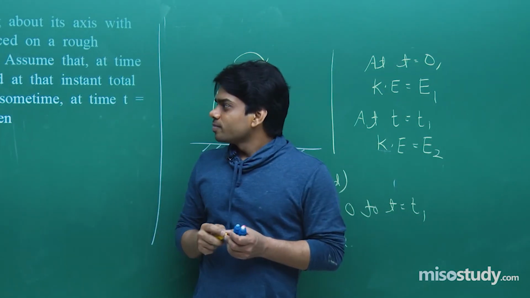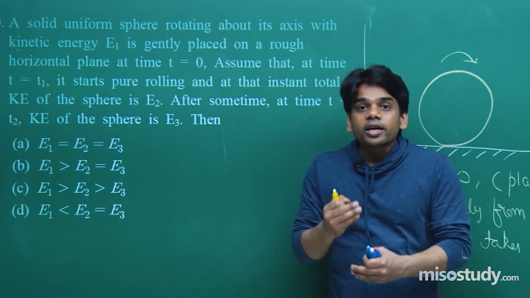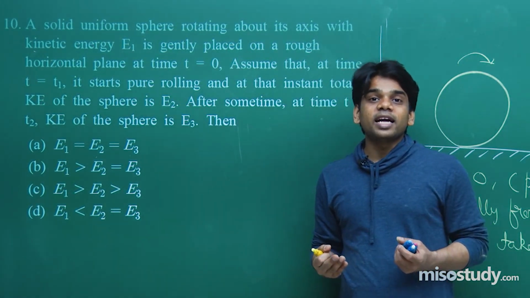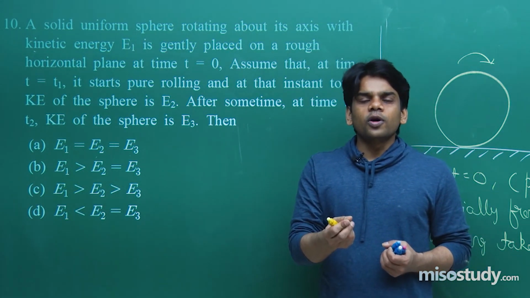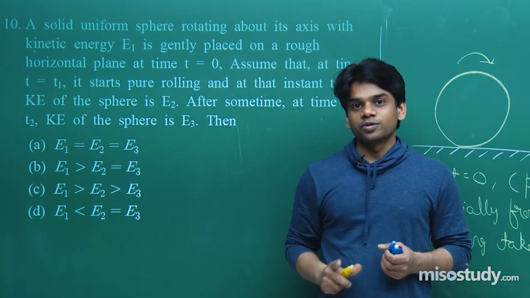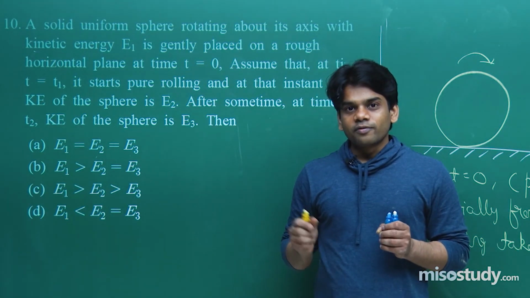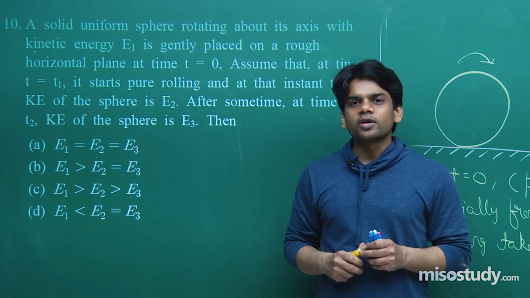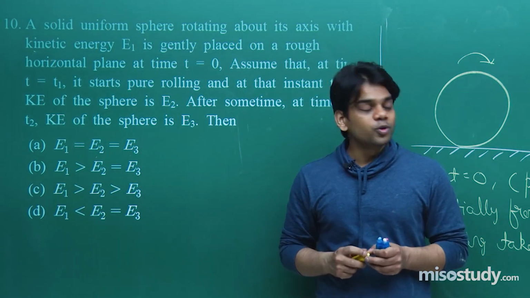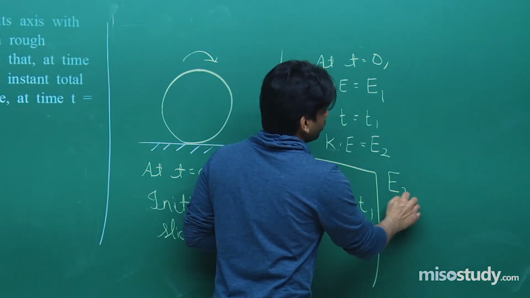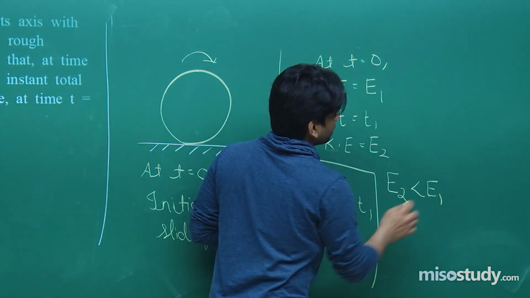Next thing you see, since it was rubbing against the rough surface, friction will do some work on it, that means its kinetic energy will be reduced. Try to understand, I have explained this in the work energy chapter. When a resistive force works on a body, its kinetic energy will be reduced. That means we can make out one thing, that E2 will be less than E1.